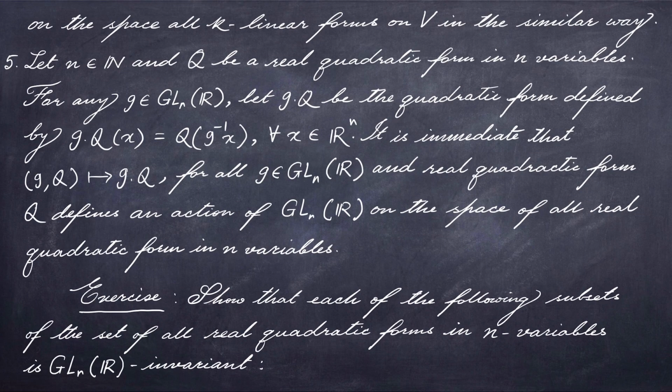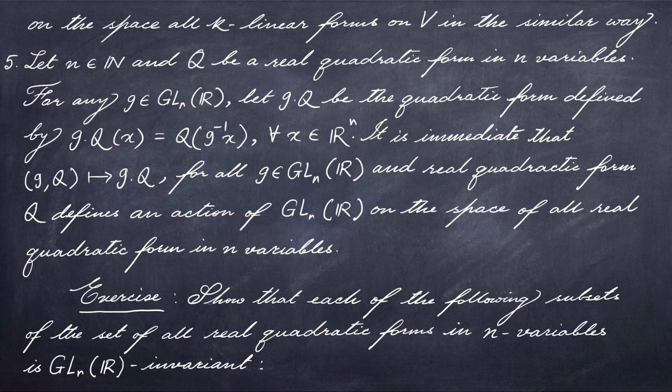Okay. The next example is about the action on the quadratic forms, real quadratic forms. So for any n, consider a real quadratic form Q in n variables. For any invertible matrix G, let GQ be the quadratic form defined as follows, and it's immediate that (G, Q) goes to GQ. This defines an action of GL_n(R) on the space of all real quadratic forms in n variables.